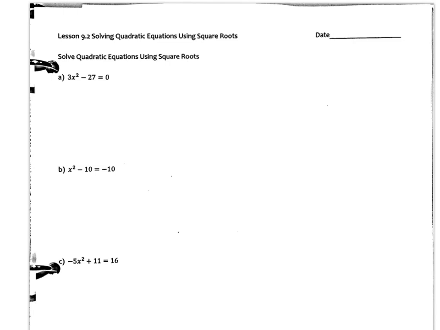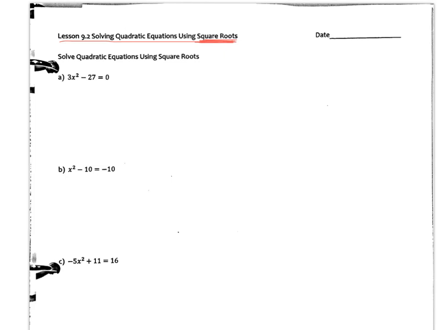Alright, this is lesson 9.2 and we're solving quadratic equations still. But we're going to be using square roots. Alright, so yesterday we solved quadratic equations, and we did so by graphing. And when we were graphing, we were looking for the x-intercepts. And so this is a second method.